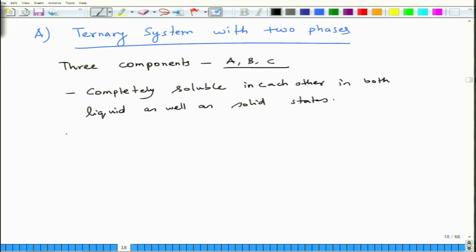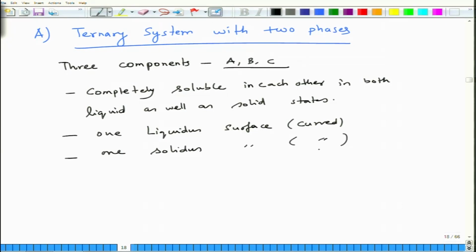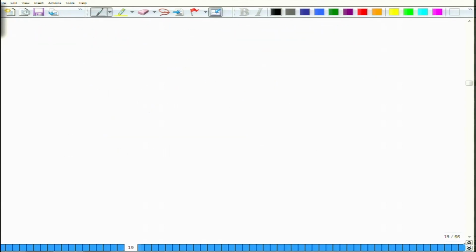So, you will have one liquidus surface, basically a curved surface, and you will have one solidus surface which is again curved. So, let us see how do we draw this. It is a little complicated, so bear with me if I do not do a very good job at drawing it.